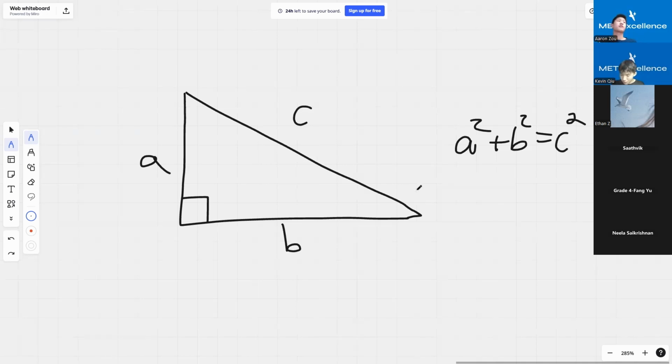So I would suggest you guys write this down if you don't have this ingrained in your memory already, because this is a pretty amazing theorem. It's very fundamental, very important for basically everything. Every math subject uses this in some way.